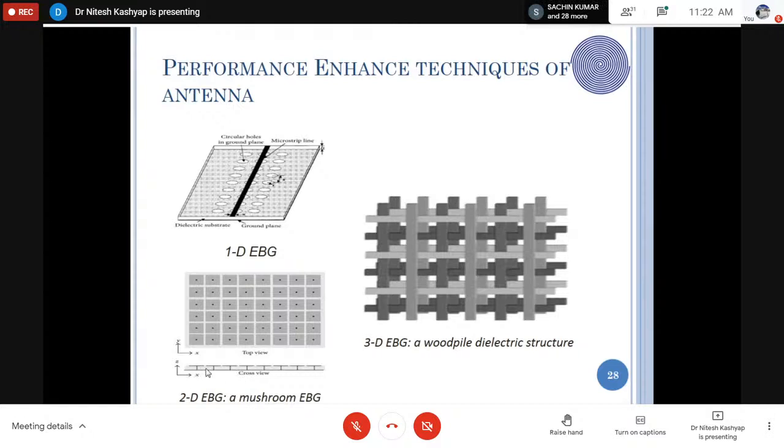The second one is the cross view, where you can see that the EBG is in the XY plane, and it is spread over the ground plane of the antenna. So we can see it is 2D. And the 3D EBG structure is where we spread these unit cells in 3 dimensions. It has length, width, and height also.